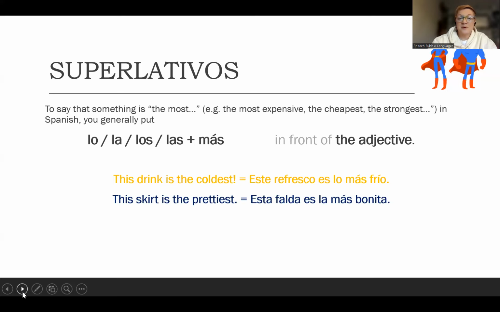Our second sentence was about the prettiest skirt. In Spanish, esta falda es la más bonita.